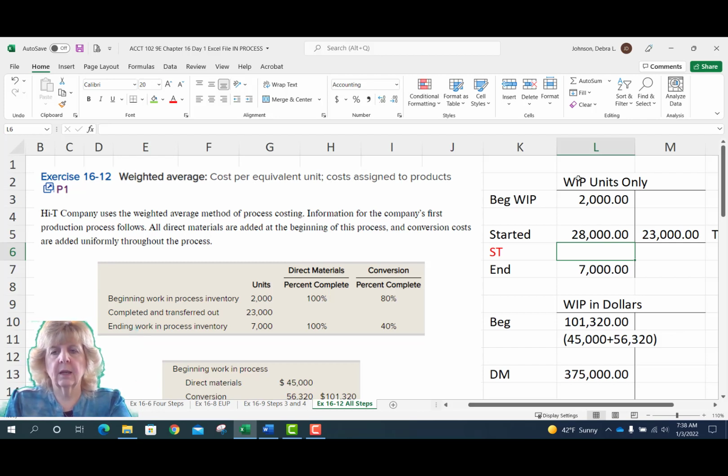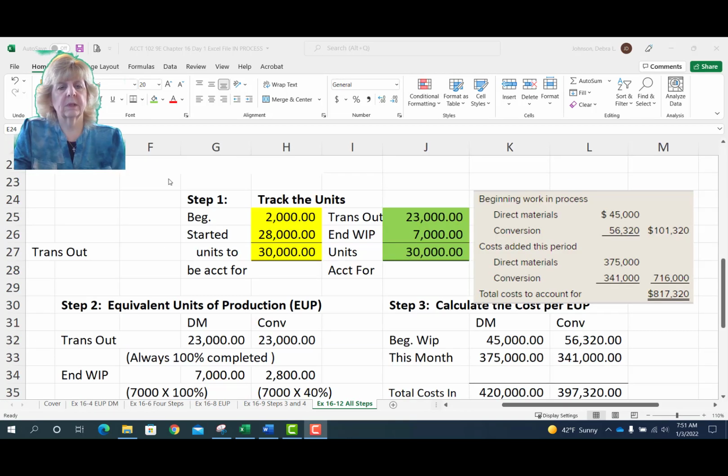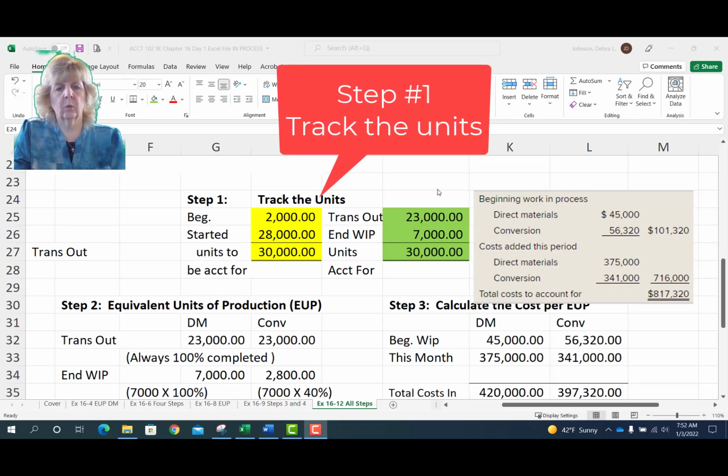So we will take that WIP visual cue and go ahead and recreate step number 1 for track the units. Go ahead and try that and I'll be back to show you the answer. So here's what step number 1 would look like, where we tracked the units. That was based on our WIP-T account.